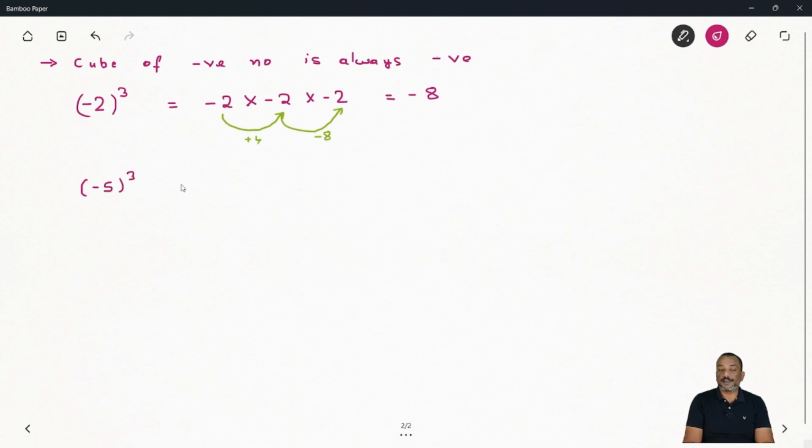Negative 5 times negative 5 times negative 5. So you will get how much? Negative 5 times negative 5 is 25, and 25 will multiply with negative 5. So you will get negative 125.